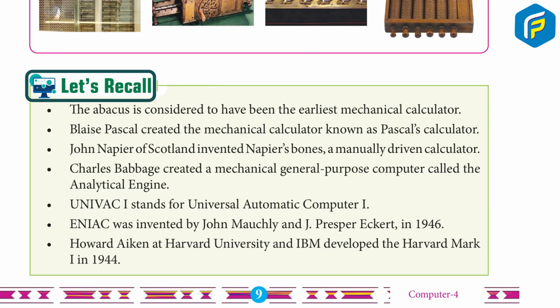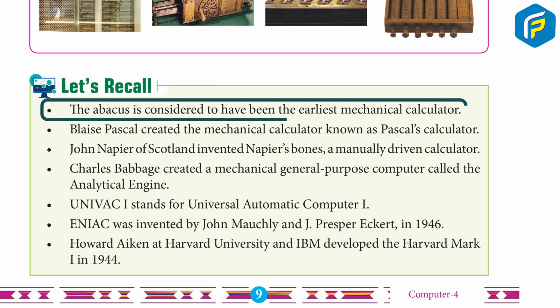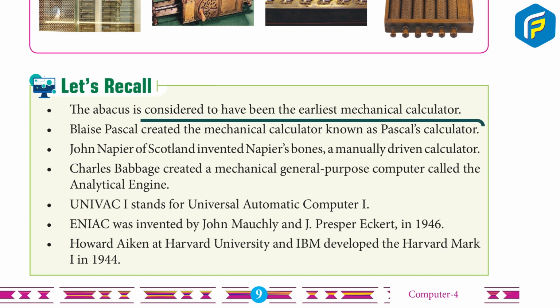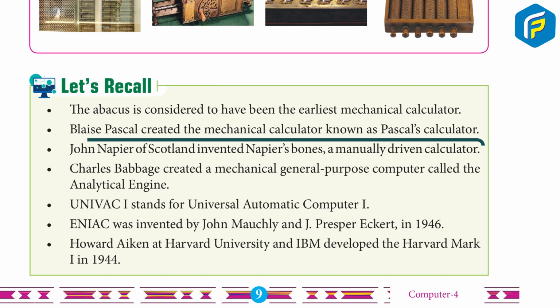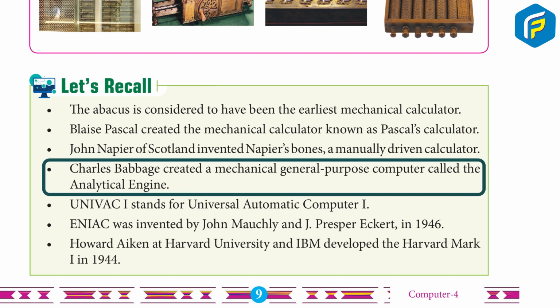Let's recall. The abacus is considered to have been the earliest mechanical calculator. Blaise Pascal created the mechanical calculator known as Pascal's calculator. John Napier of Scotland invented Napier's bone, a manually driven calculator. Charles Babbage created a mechanical general-purpose computer called the analytical engine.